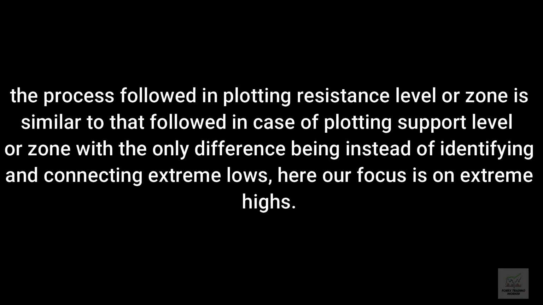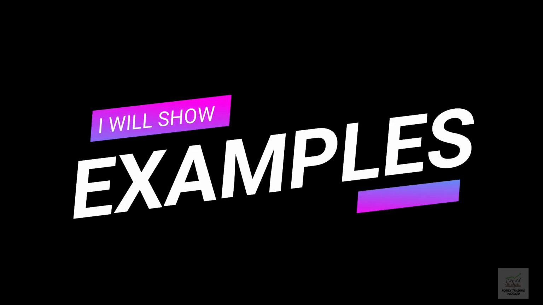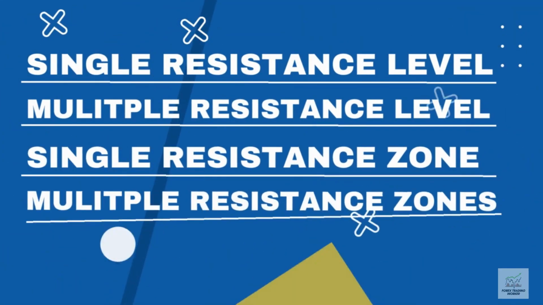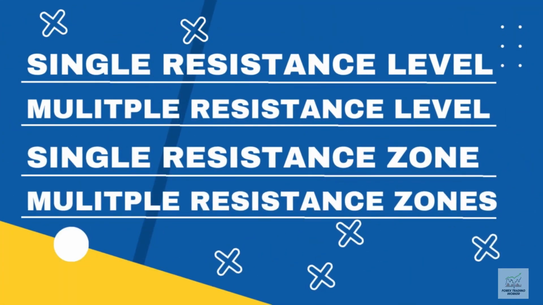The process followed in plotting resistance level or zone is similar to that followed in plotting support level or zone, with the only difference being that instead of identifying and connecting extreme lows, here our focus is on extreme highs. Now I will show you some examples of single resistance level, multiple resistance levels, and resistance zone or multiple resistance zones.